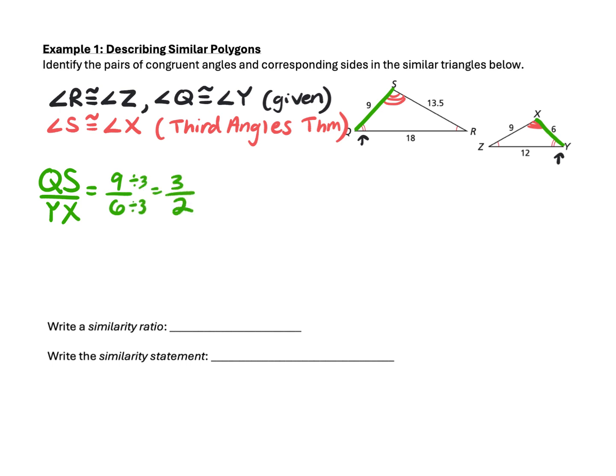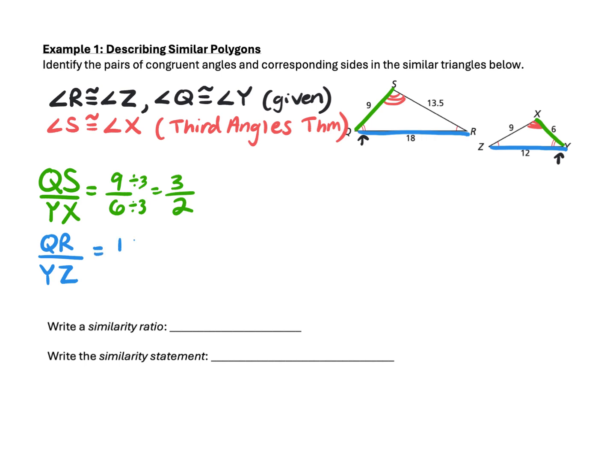Let's check the next ratios. So next I'm going to look at the 18 side. So this 18 side is between the 2 arcs and the 1 arc mark. So the 18, the side QR, matches with side YZ.